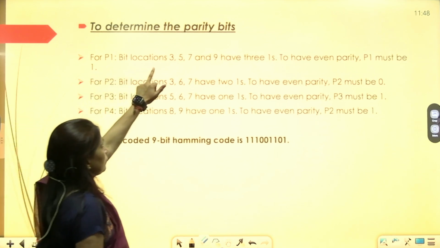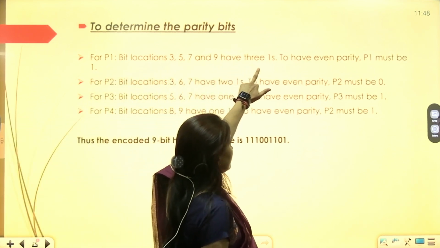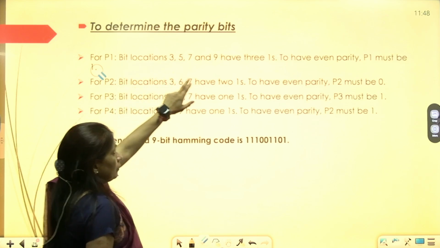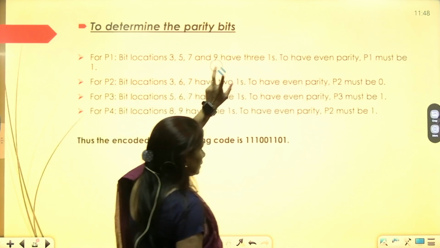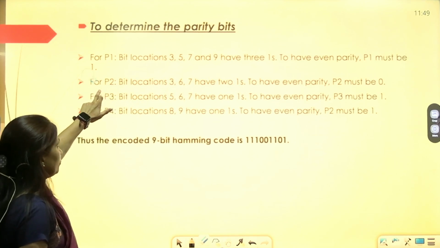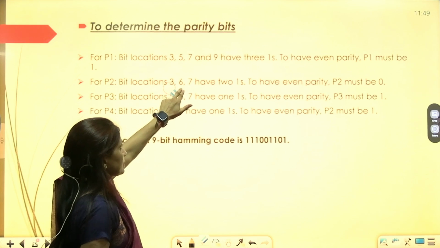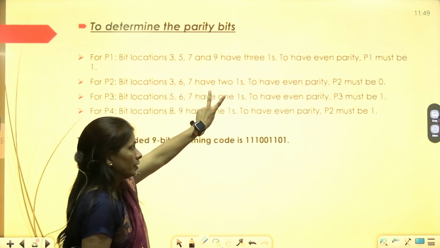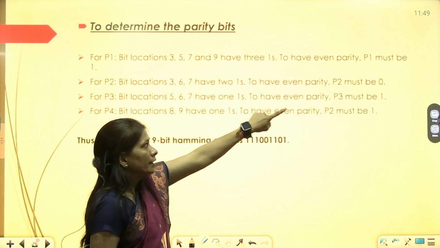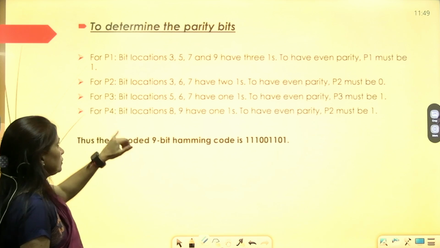For P1, bit locations 3, 5, 7, 9 have 3 ones. To have even parity, P1 must be 1. 3 ones are here, an odd number of ones, so add the 1. For P2, locations 3, 6, 7 have 2 ones. Only 2 ones, so the number of ones is even. Then the parity bit value is 0.